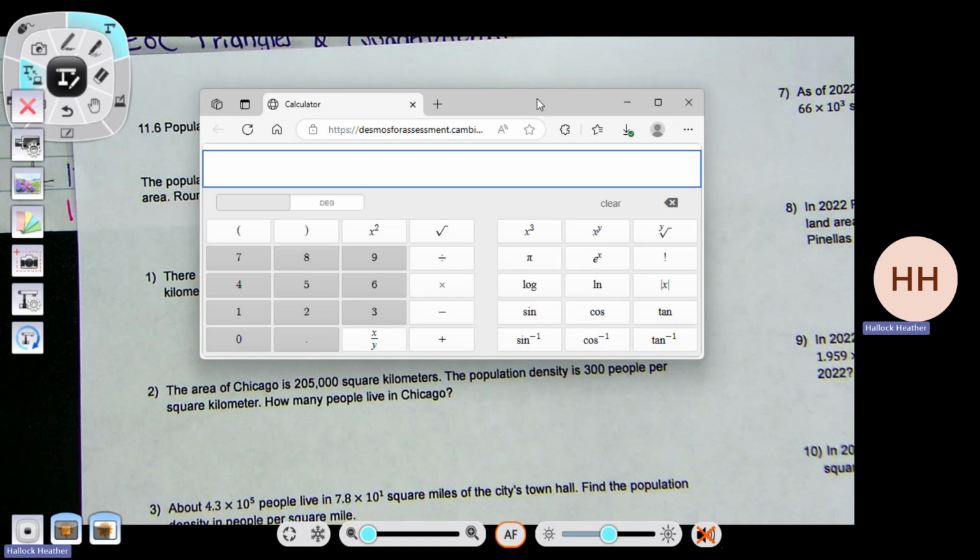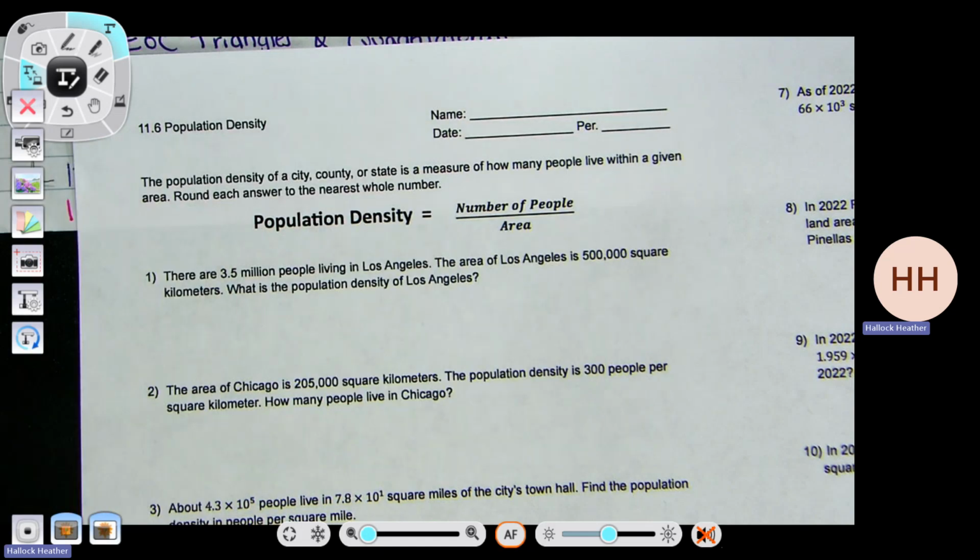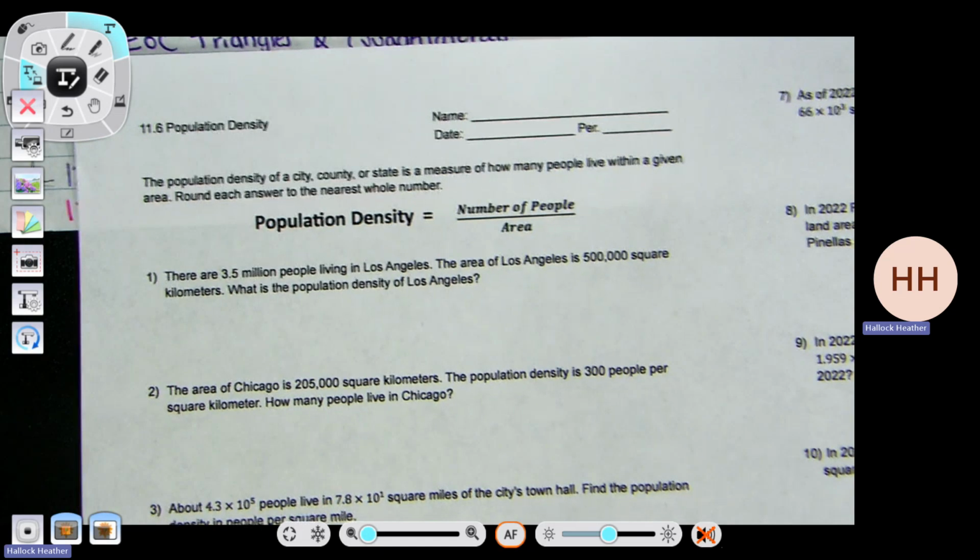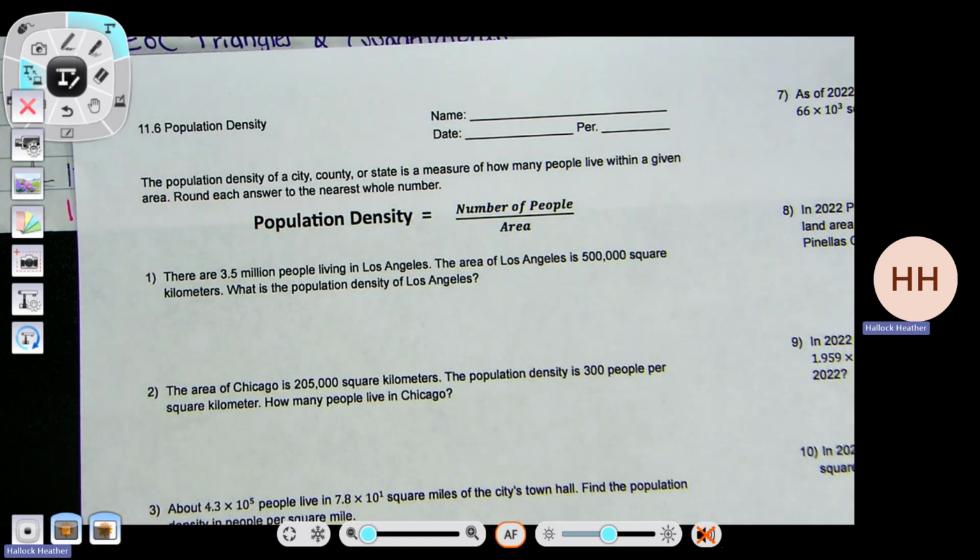Okay. Anyways, so this is what we're using today. So population density is literally taking the number of people and dividing by the area that you have. So let's just start with number one.